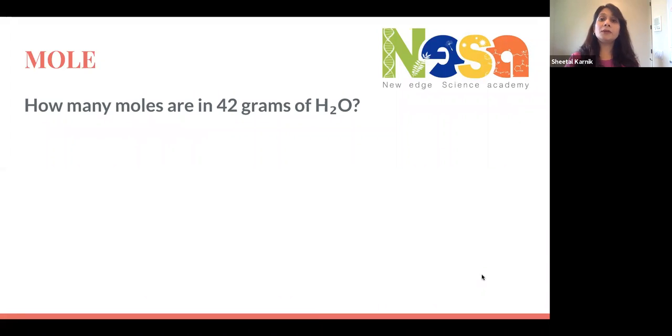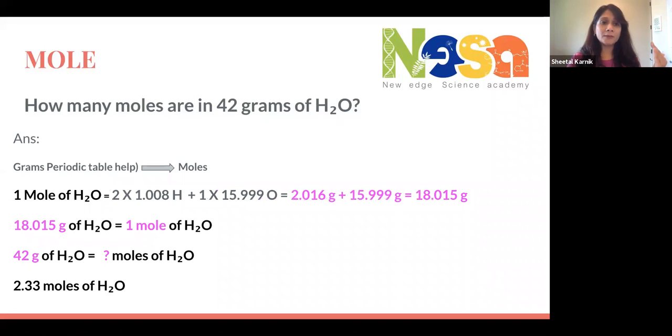Let's look at the other type of questions that can get asked. The question could be, how many moles are in 42 grams of water? Now in this case, they have given us grams, and we have to get our thought process to moles. So from grams, we know the grams is always with the periodic table, and we have to find moles. So first, let's see what relationship we can find out using the periodic table.